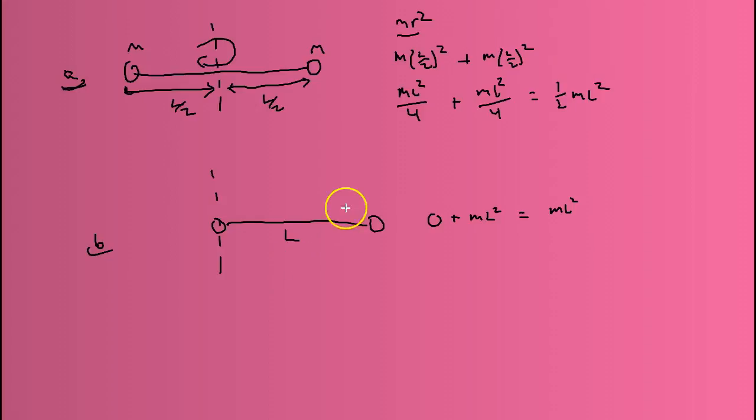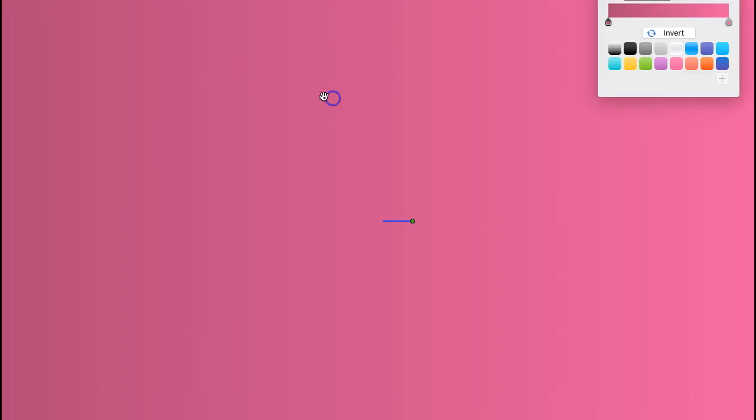So you could think of it like a yo-yo. If you're spinning a yo-yo in a circle, the longer the string, the more difficult it will be to rotate that string. Okay, so for this next one, we're going to look at now a meter stick.